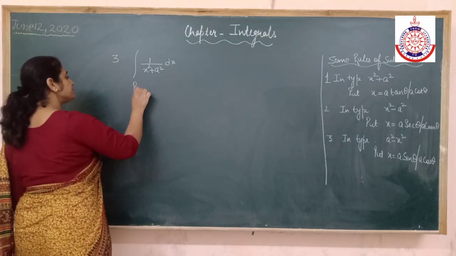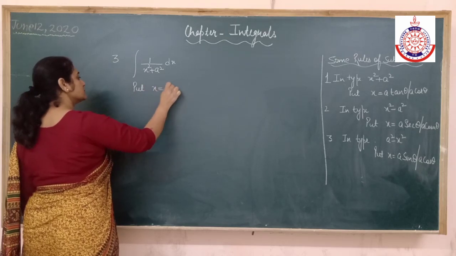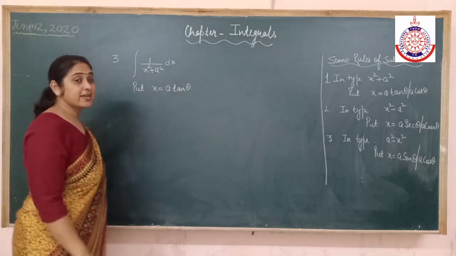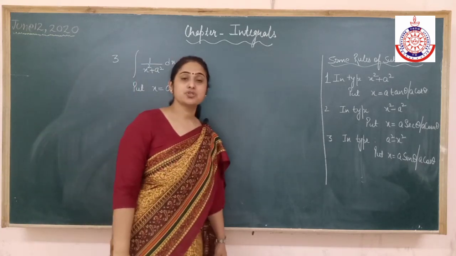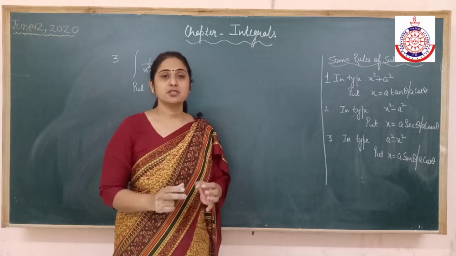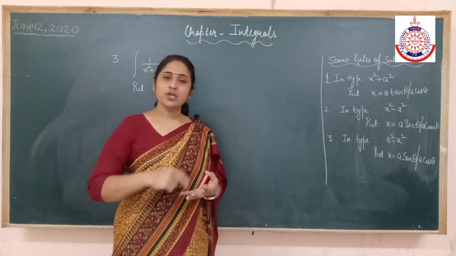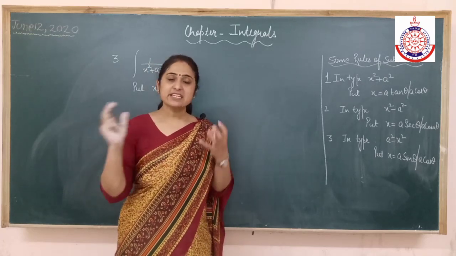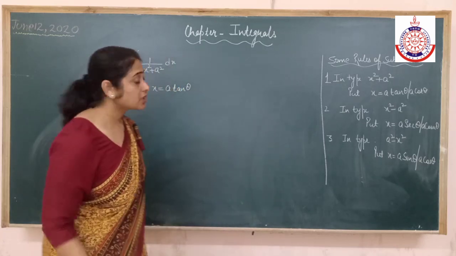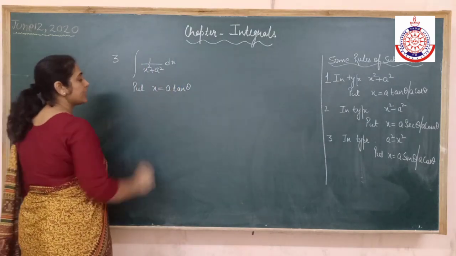So I'll put, and children, I told you when we were doing method of substitution, I said it is the most important method of integration. This is the base for everything. You keep doing any method, that is one thing which will be used everywhere. Alright, so you have to be thorough with it. So x is equal to a tan theta.